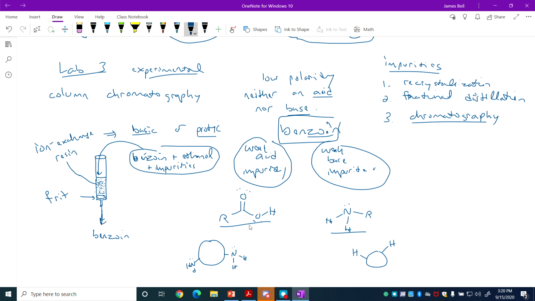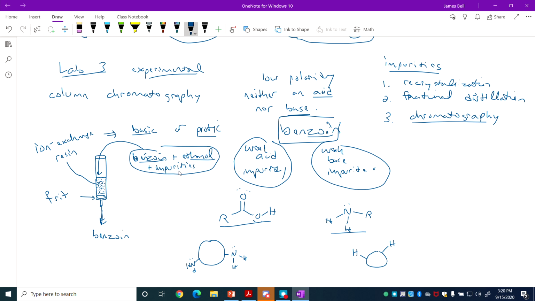The benzoin's not going to react chemically. It's just going to travel right through with the ethanol, which is also not going to react chemically. So that mixture is just going to travel right through. Anything you collect should be a mixture of benzoin and ethanol. You can evaporate the ethanol and save the benzoin.